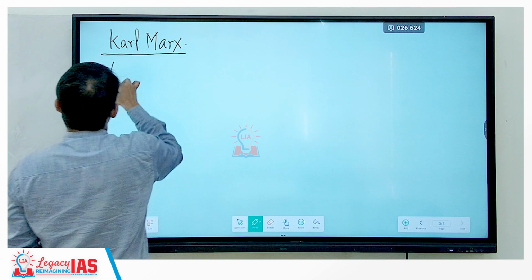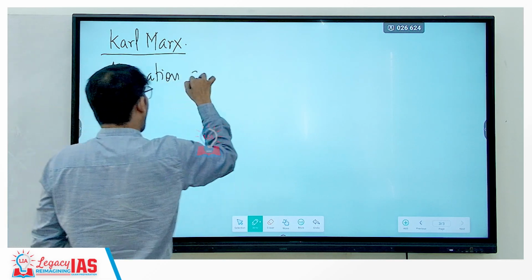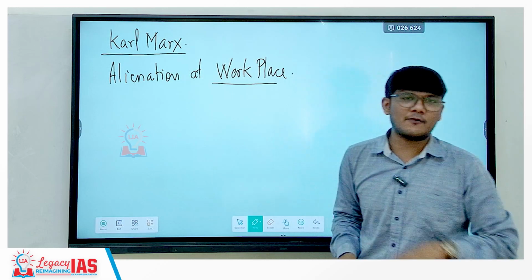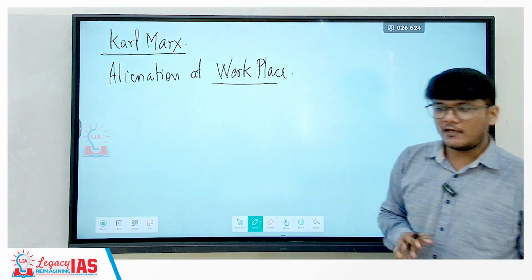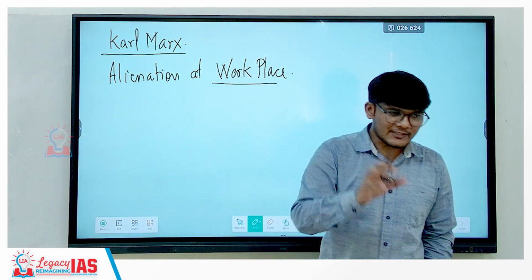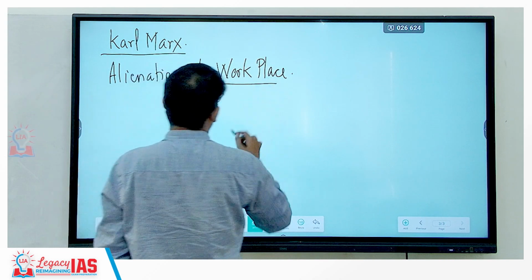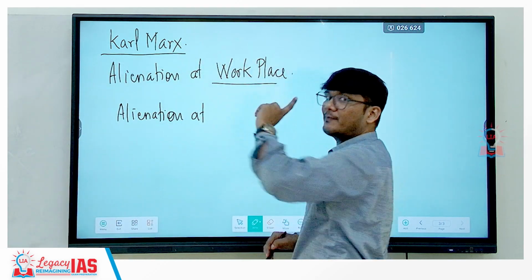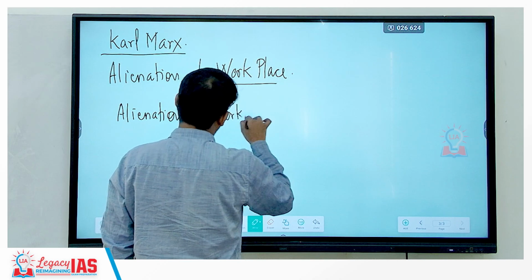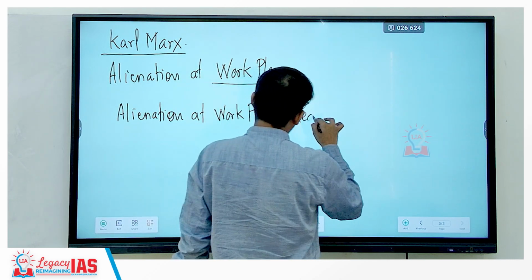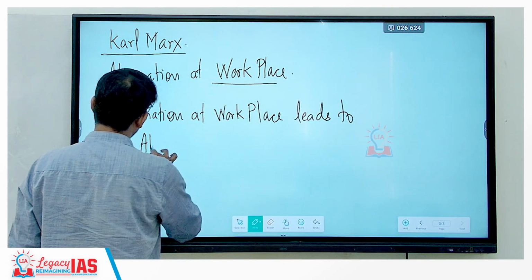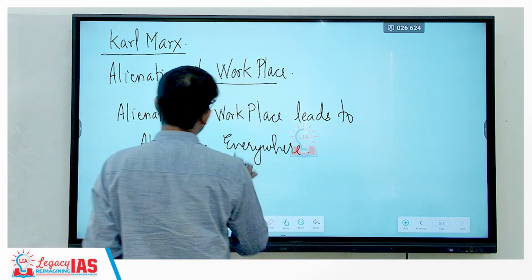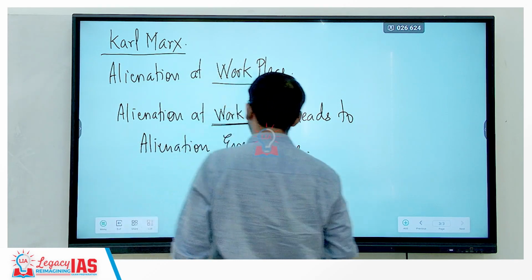Karl Marx talks about alienation at workplace. So he is restricting himself with respect to alienation at workplace, but at the same time, he is not restricting himself at all. Why? Because he says that alienation at workplace leads to alienation everywhere. Alienation at workplace leads to alienation everywhere.